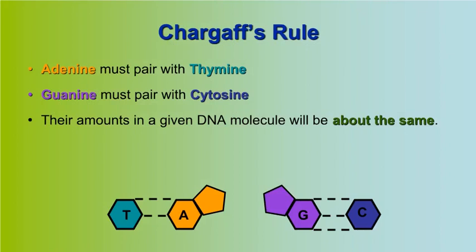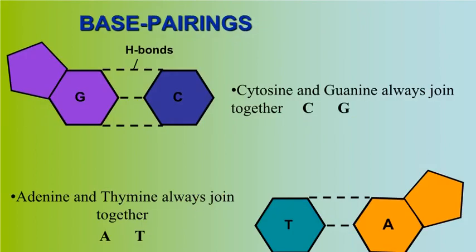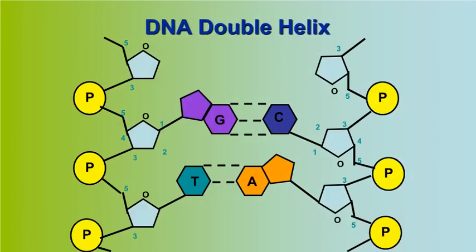Chargaff's rule. Adenine must pair with thymine. Guanine must pair with cytosine. Their amounts in a given DNA molecule will be about the same. Base pairings. Cytosine and guanine always join together, CG. Adenine and thymine always join together, AT. DNA double helix.